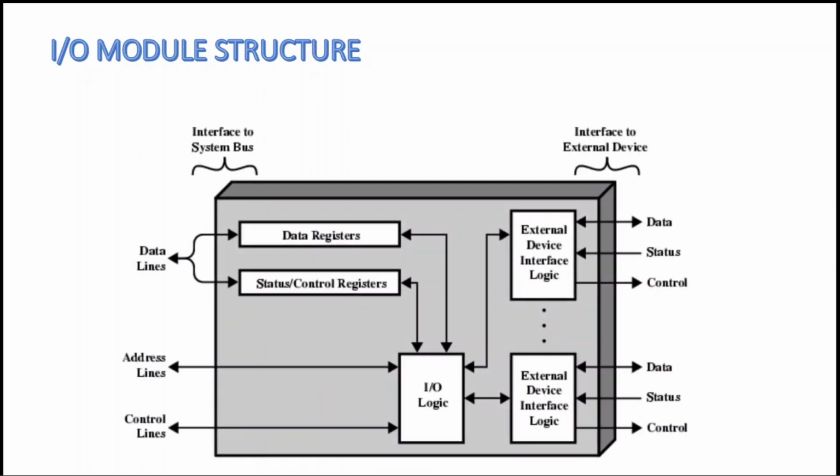Let's see the diagram of the I/O module. Here the data will come from the external device to the external device interface logic, and now I/O logic will send the data to the processor through system buses depending upon the type of data the external device gave. After the processing, the same process will be followed to give the output to the monitor or whatever the output device is.